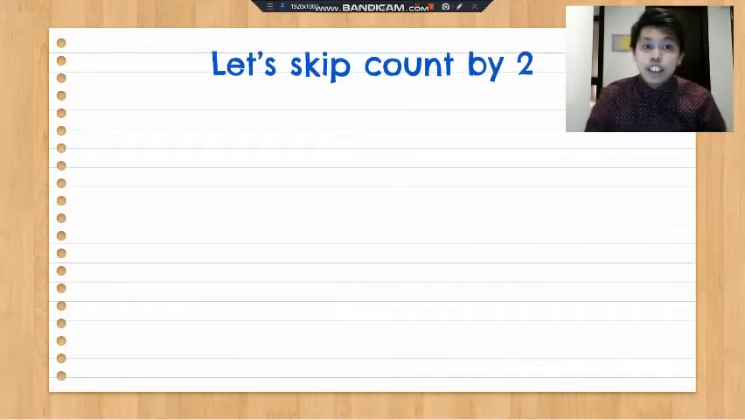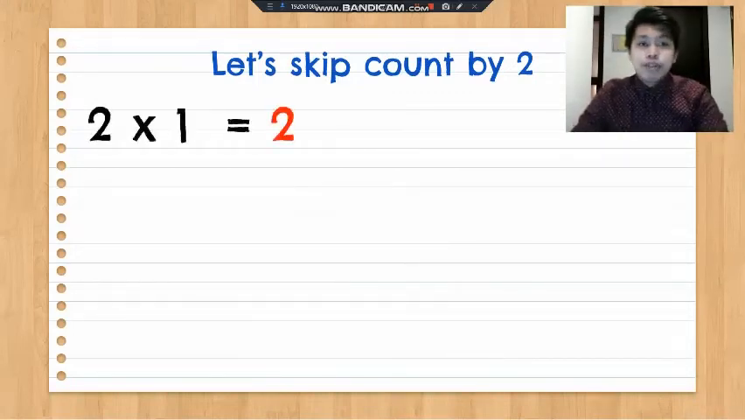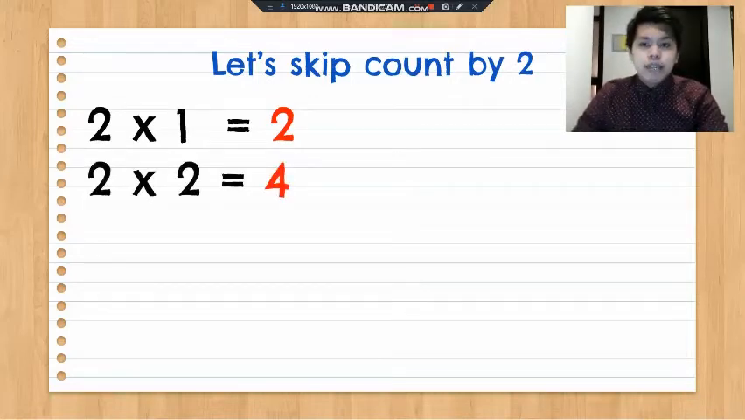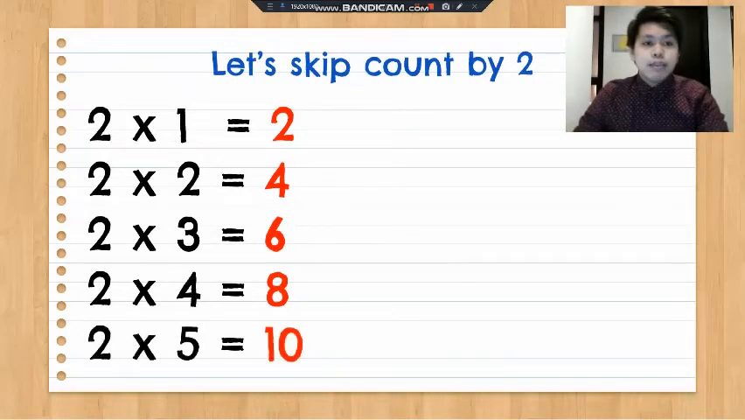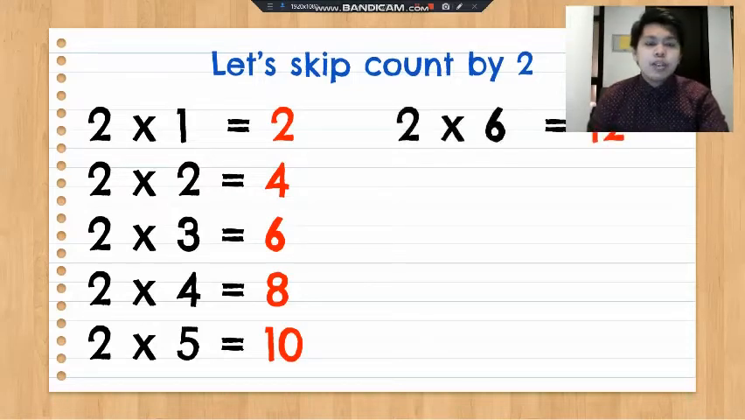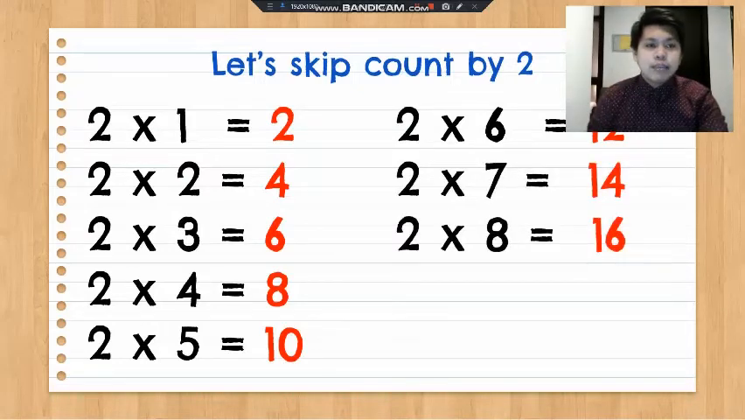Let's skip by 2. So the first one is 2 times 1 is 2. 2 times 2 is 4. 2 times 3 is equal to 6. 2 times 4 is equal to 8. 2 times 5 is equal to 10. 2 times 6 is equal to 12. 2 times 7 is equal to 14. 2 times 8 is equal to 16.